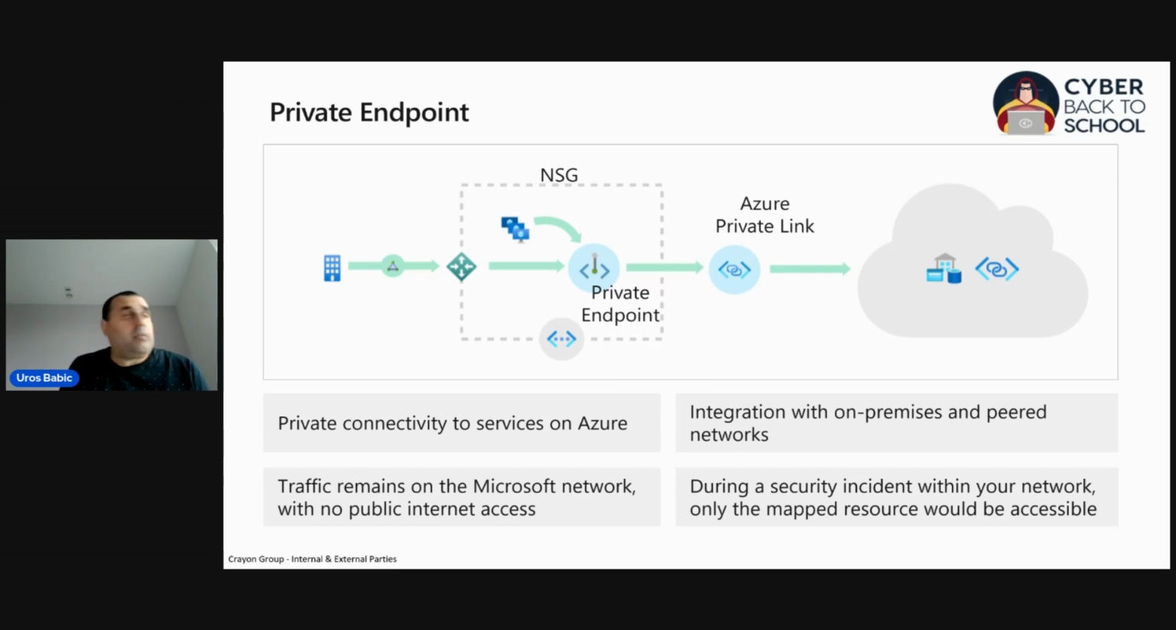Azure Private Link enables service providers to manage private endpoint connections to some of their resources. I can use private connectivity to services on Azure. I can use integration from on-premises and peered networks, and the traffic remains on the Microsoft network with no public IP address. And when I have a security incident, the service provider always has the option to choose from all private endpoint connections to approve, reject, or remove. And I can manage private endpoint connections on Azure platform as a service resources.